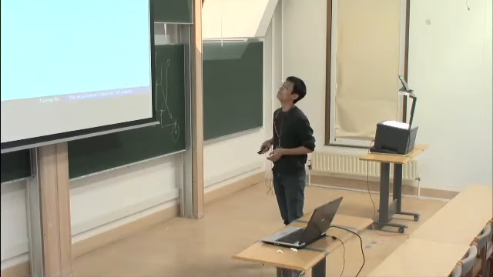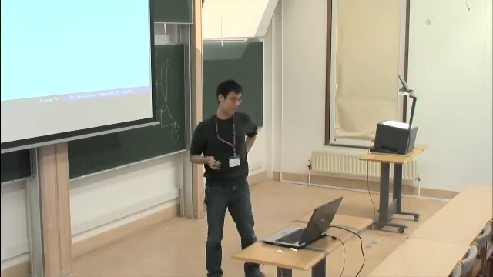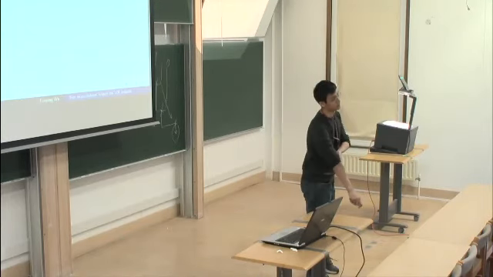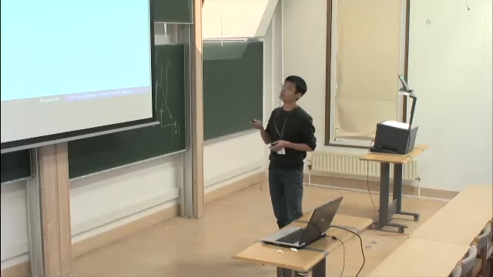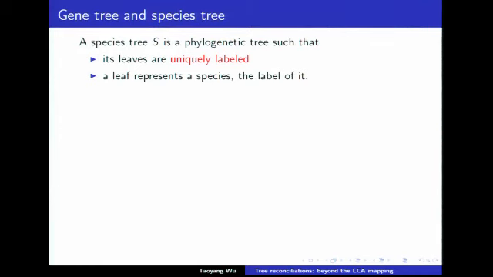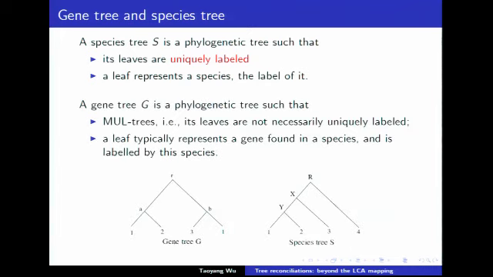For the gene tree, as Roy said in his talk, it's just an abstract definition. The species tree is just the one whose leaves are uniquely labeled, and the gene tree is a multi-labeled tree. Like in here, the same label appears, and could be on a different number of tips.